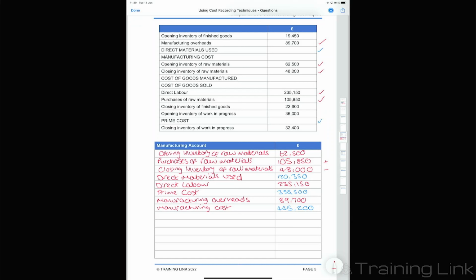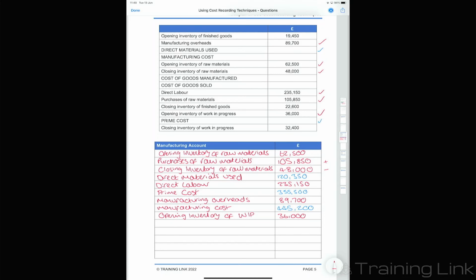Now that we've worked out our manufacturing cost, so our prime cost plus our manufacturing overheads, we then need to move on to looking at work in progress and finished goods. So naturally, the next stage is to look at the work in progress, and we'll have opening and closing inventory figures for each of those. So we'll start with the opening inventory. I'll just shorten that down to WIP for work in progress, and that should be for 36,000. So we can tick that off there.